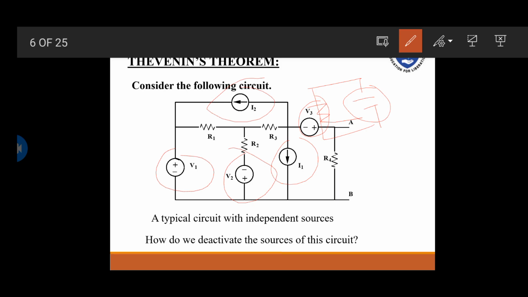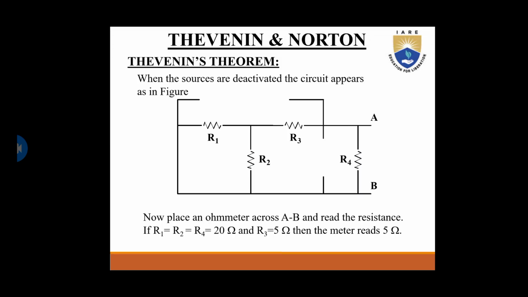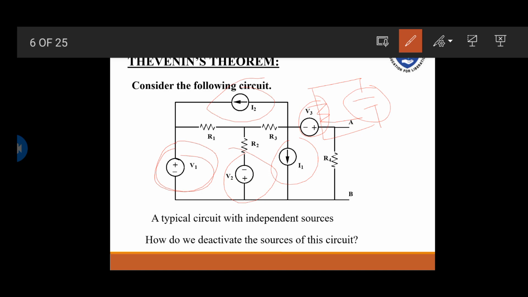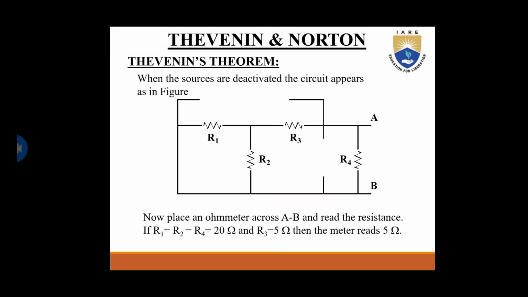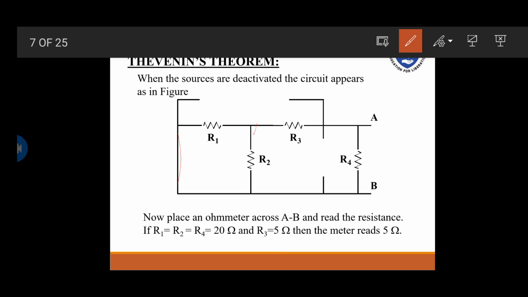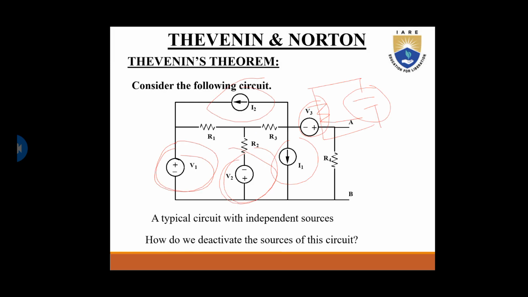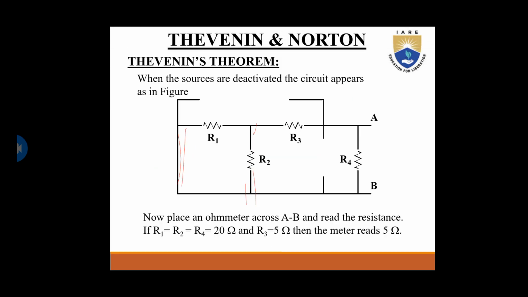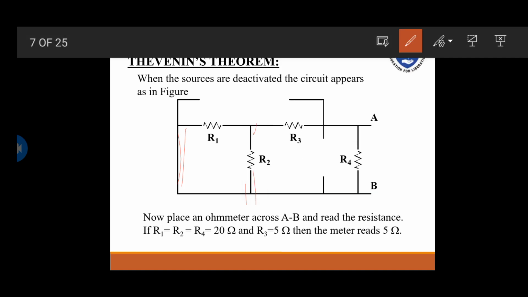How do we deactivate the sources of the circuit? When the sources are deactivated, the circuit appears like this. You can compare here. The voltage sources are replaced by short circuits, and the current sources are replaced by open circuits. You can see it here.